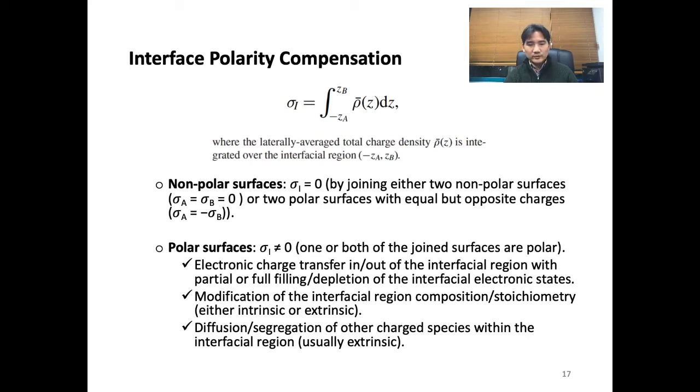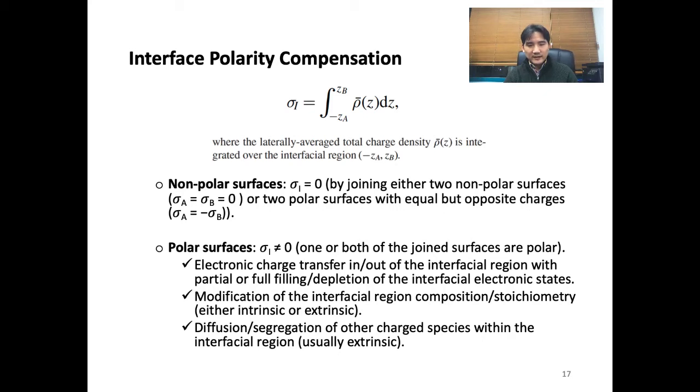Now for non-polar surfaces, obviously sigma sub I should be 0. So by joining either two non-polar surfaces where sigma sub A and sigma sub B are both 0, or two polar surfaces with equal but opposite charge, like sigma A is equal to minus sigma B, in those cases, we will have non-polar interfaces.